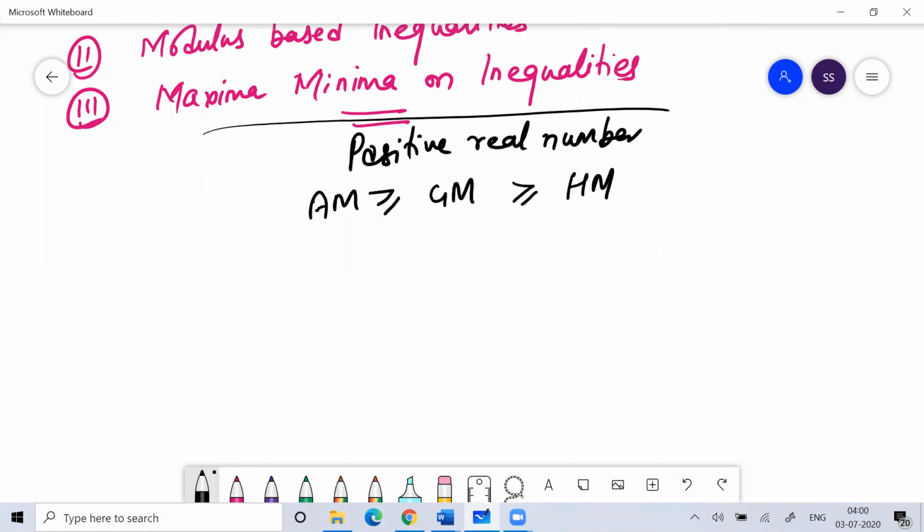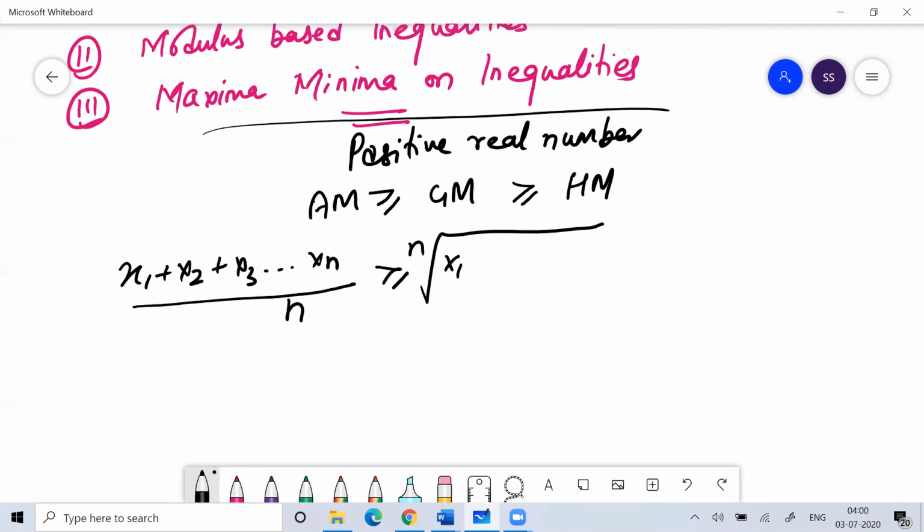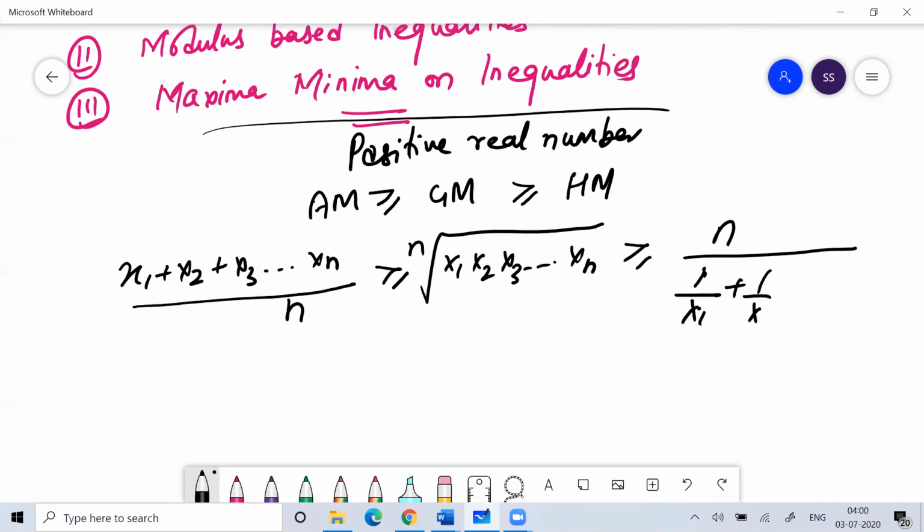Suppose x1, x2, x3 till xn are the numbers. The arithmetic mean is x1 plus x2 plus x3 till xn, the sum divided by n. That is greater than or equal to the geometric mean, the nth root of x1 into x2 into x3 till xn, and that is greater than or equal to the harmonic mean. The harmonic mean is n divided by 1 by x1 plus 1 by x2 plus 1 by x3 till 1 by xn. This concept we are going to work with on positive real numbers.